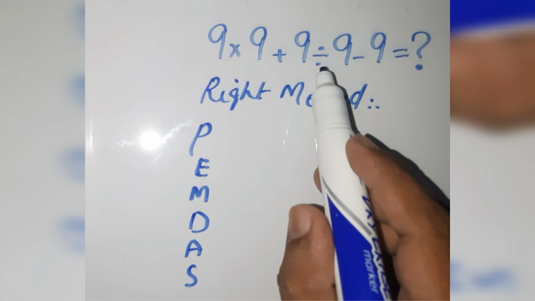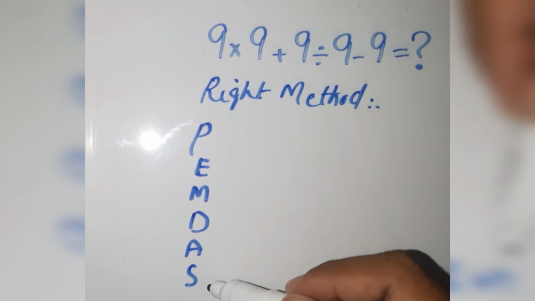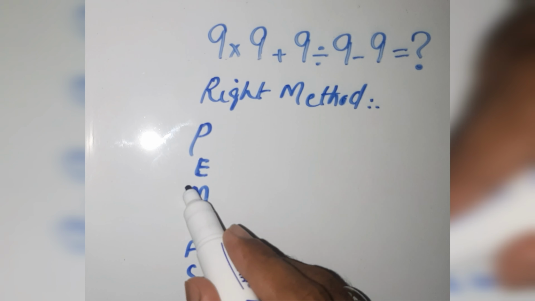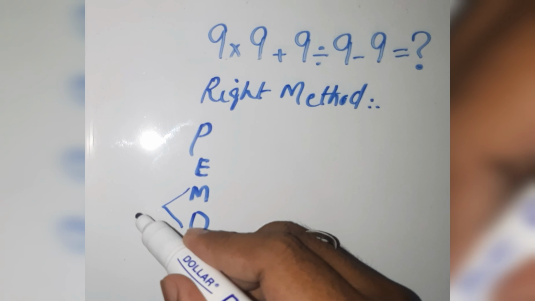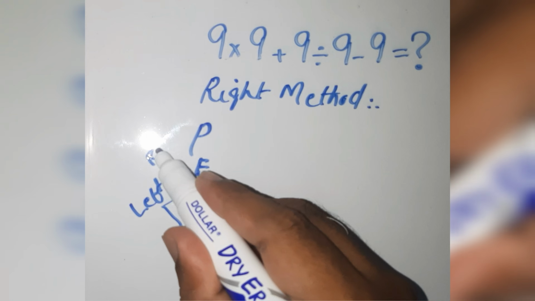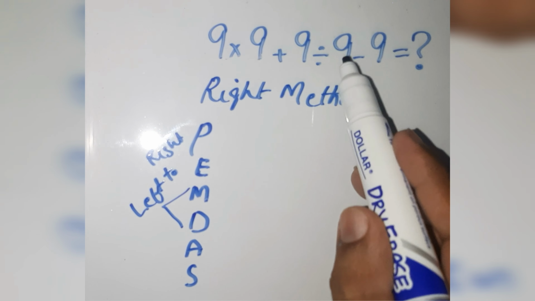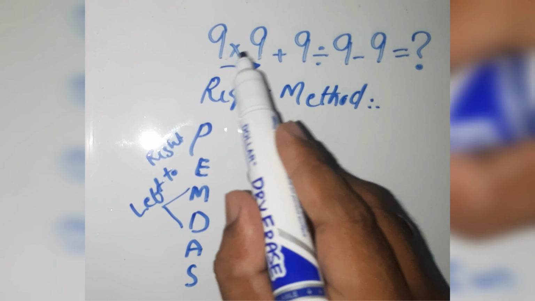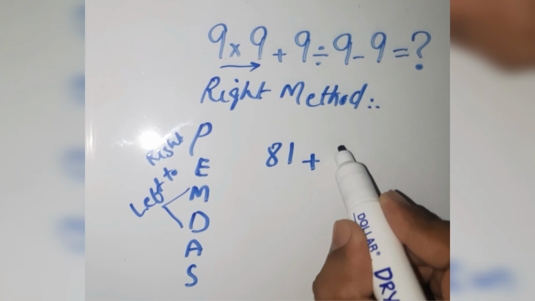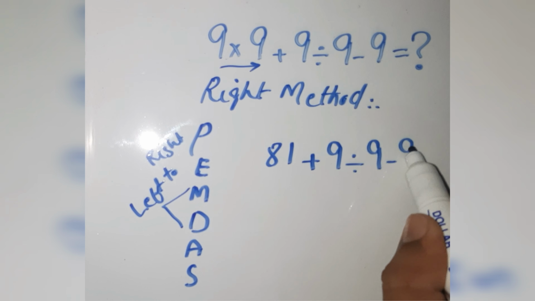Here we know that multiplication and division have a higher priority than addition and subtraction. We always work from left to right. It means multiplication and division always work from left to right. So first multiplication, then division. Now here 9 times 9 gives us 81, then plus 9 divide 9 minus 9.